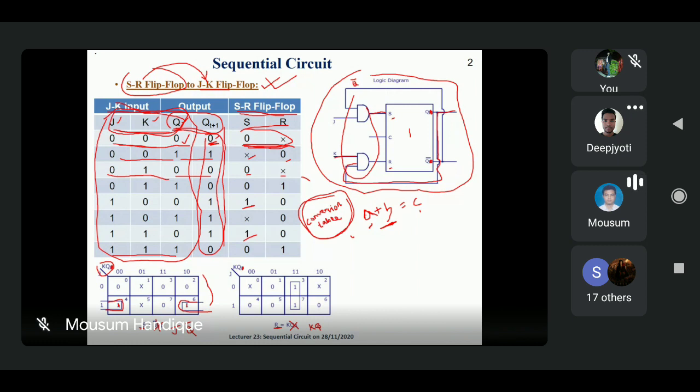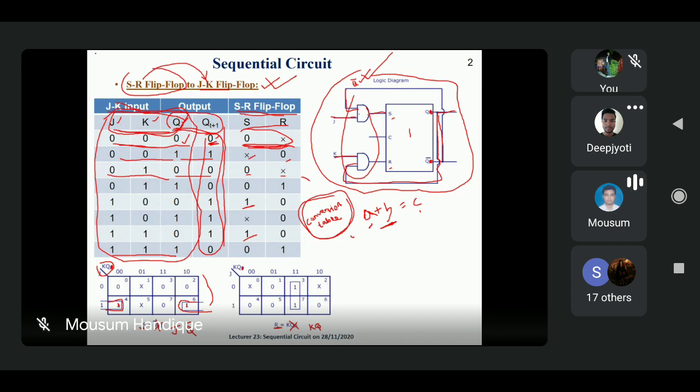J means what? From the KMF, what are we getting? S equal to J dot Q bar. So S is this, and which one is Q bar here? This is Q bar, it is connected here with this. Okay, so that is why I wrote Q bar here. See, this is Q bar, and this is J.